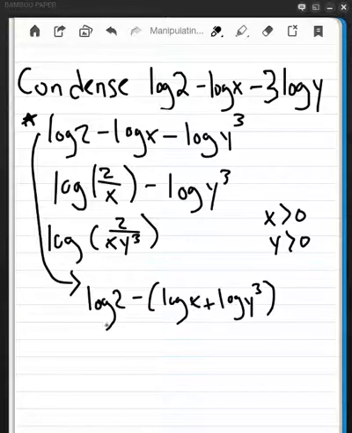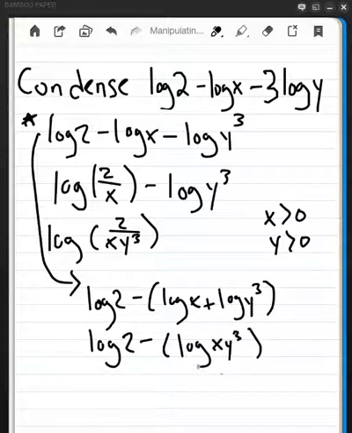This can be combined because this is a sum and it's inside parentheses. You always hit the stuff inside parentheses first. Thank you, order of operations. This would be log of xy cubed. And now if we subtract log of xy cubed from log of 2, well, this would just be log of 2 divided by xy cubed. So just another way of thinking about it. Same restrictions apply.